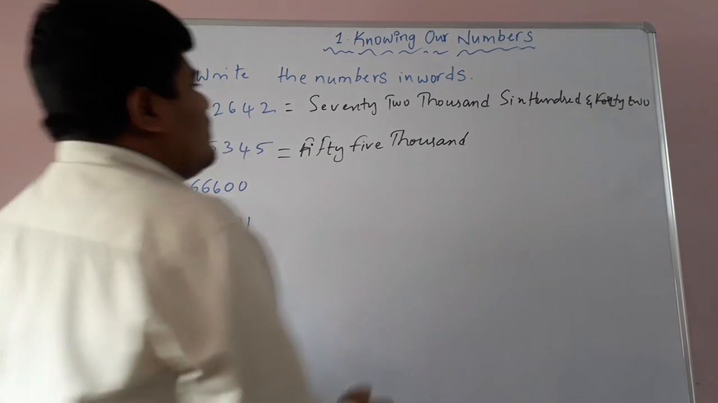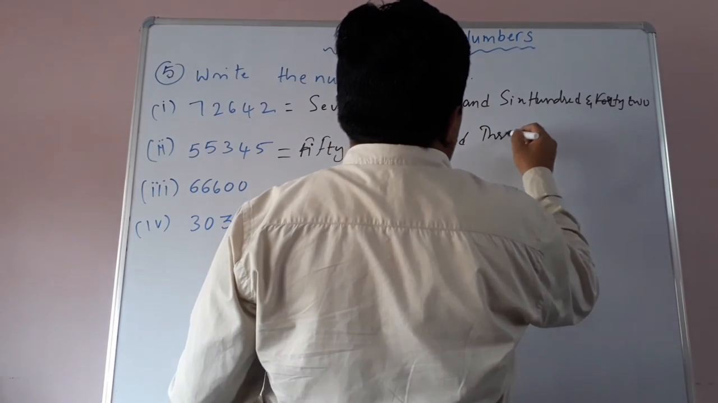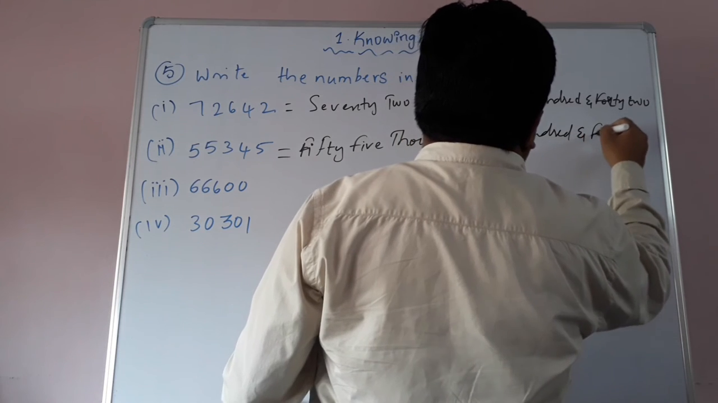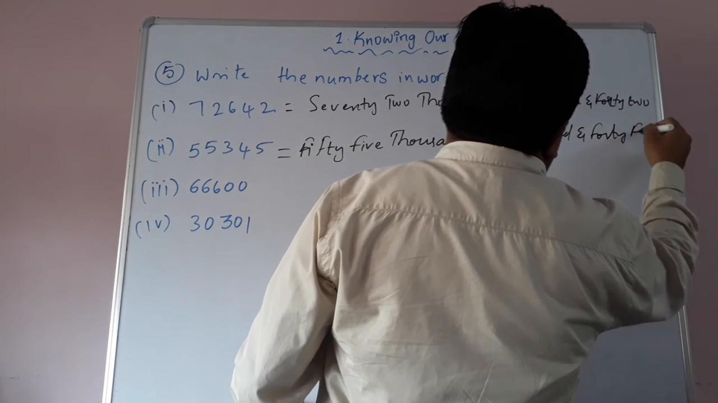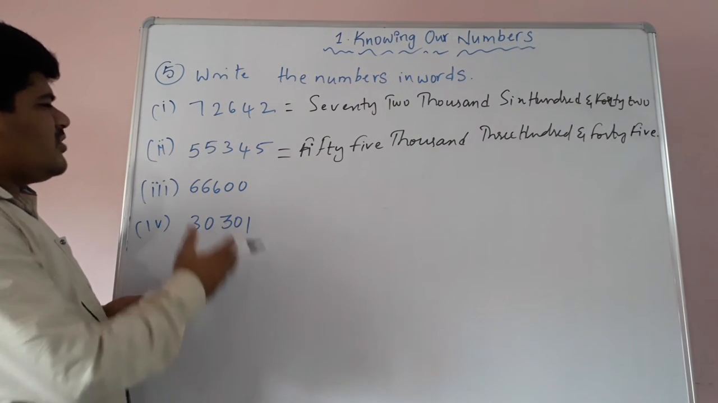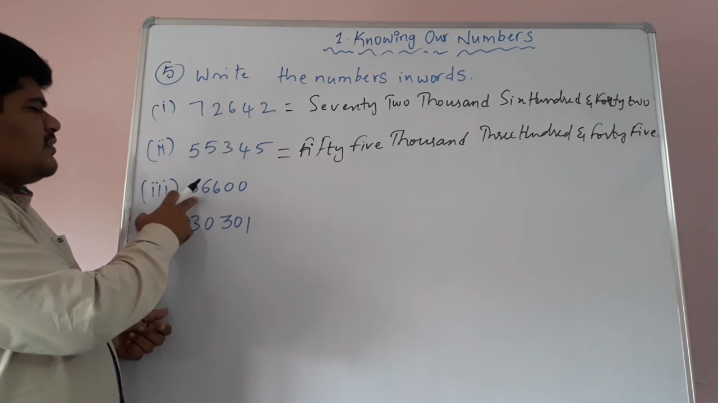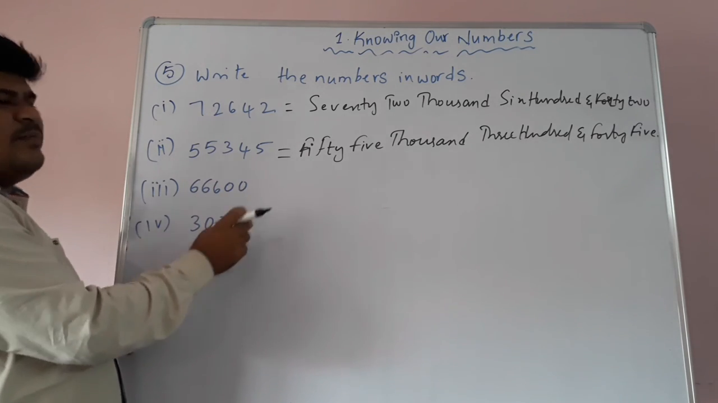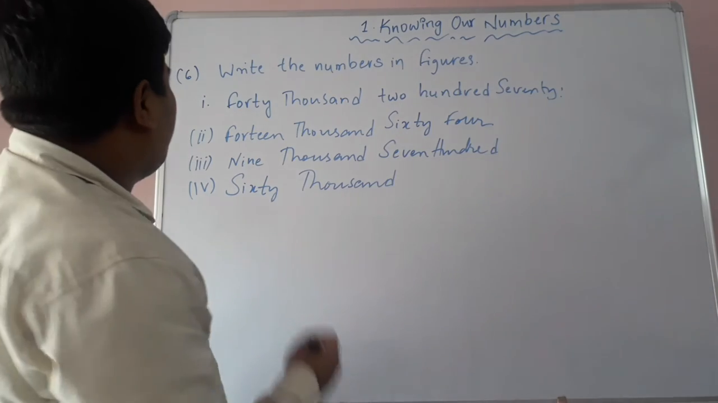55,345. Okay, 345. Okay, so children, the remaining two problems you can please try. This is 66,600. So please write these two numbers in words, children. Okay. Now let's see problem number 6.